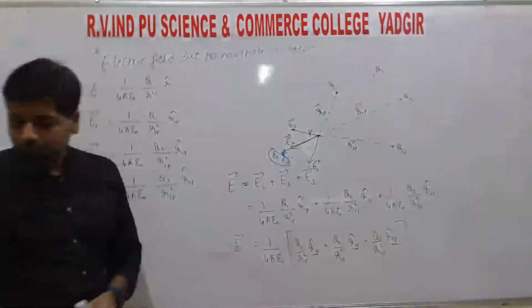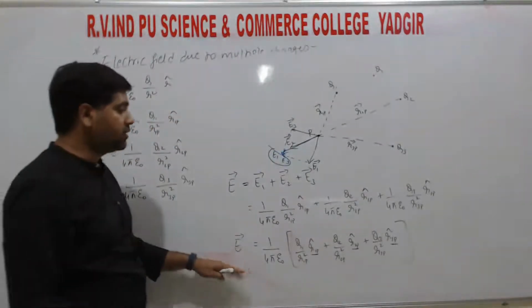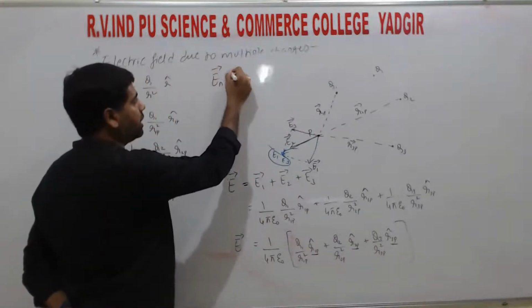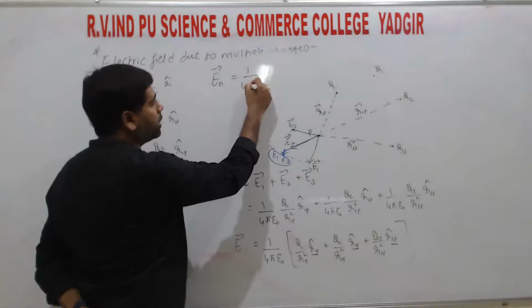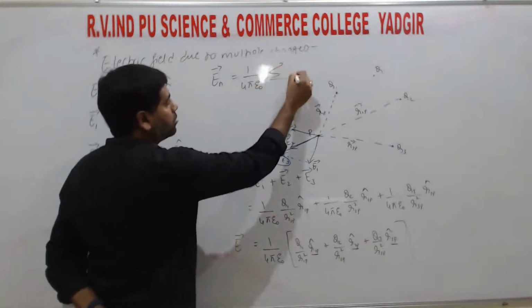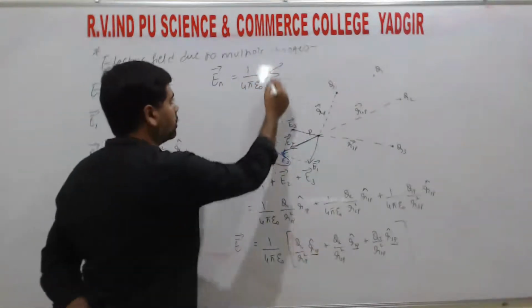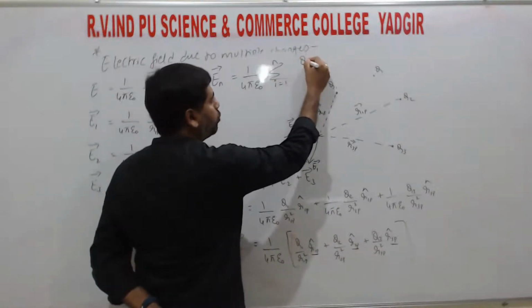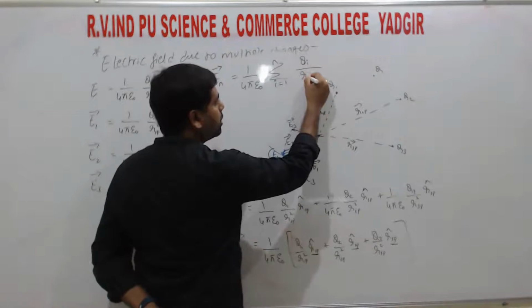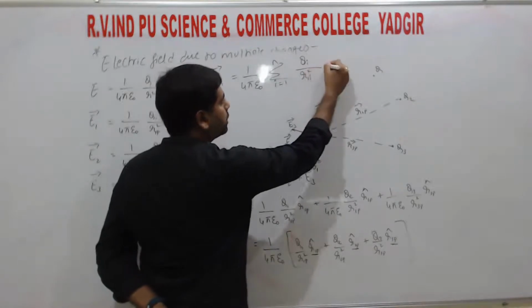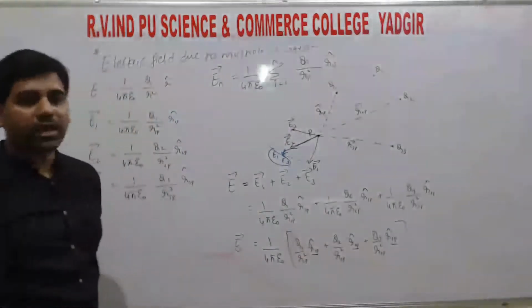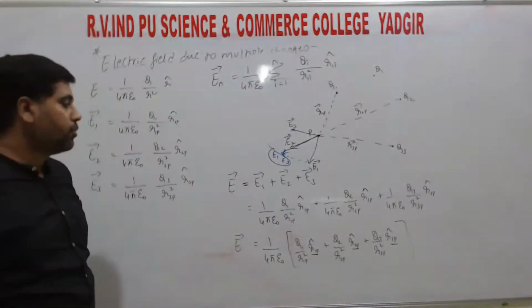So if we write this in the general form for n number of charges, E_n equals 1 divided by 4 pi epsilon naught, summation of i equals 1 to n, Qi divided by r_1i square, r_1i cap. So this gives the general form, right?